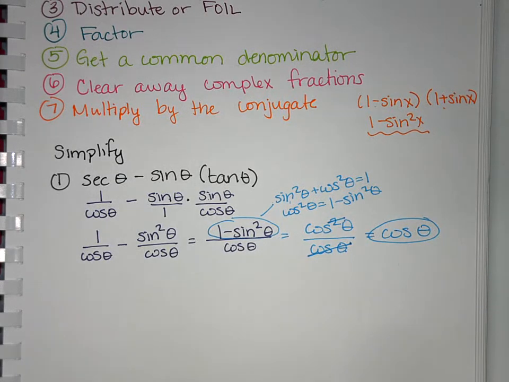So just to recap, on this one we started off by changing everything to sine and cosine, so we used the first trick to try. And then after we did that, we saw we had a common denominator, so we added the 2 fractions together, which then showed us that we had a Pythagorean identity in a different form. So we did that substitution and then reduced.